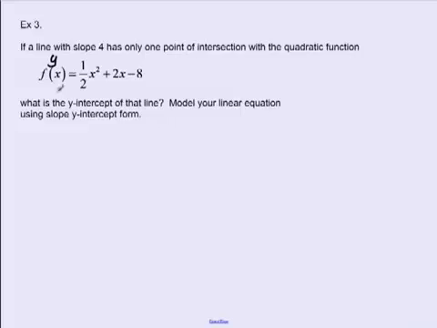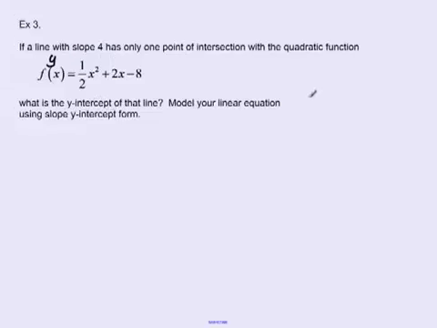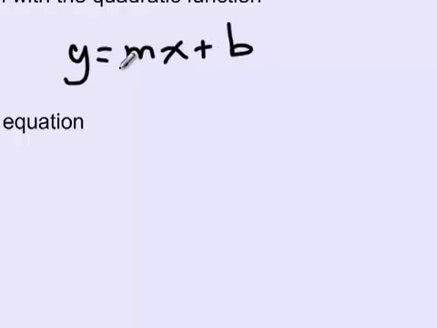And it says model your linear equation using slope y-intercept form. Okay, so we're only given a quadratic function in this question. We aren't given a linear equation, but we are given a clue as to what the linear equation looks like. We're told that the slope is 4. And the question's asking, what is the y-intercept? Well, okay, so we can remember back to grade 9 and grade 10. Remember, we can write a linear equation in slope y-intercept form where we have y equals mx plus b. M represents the slope, and b represents the y-intercept.